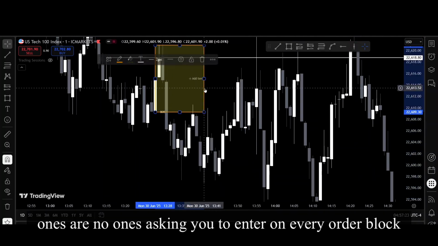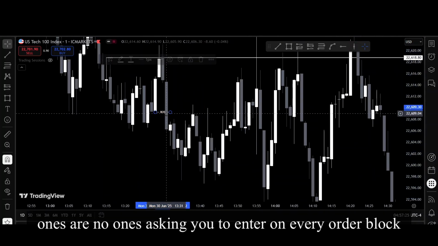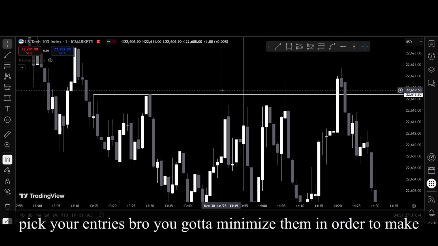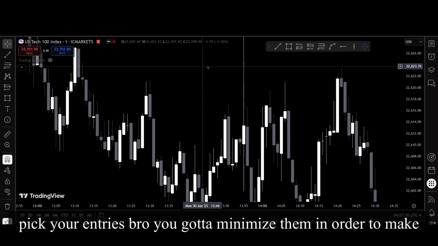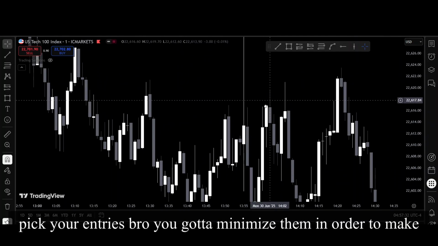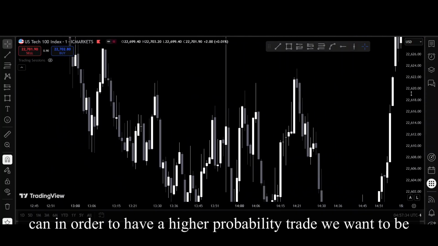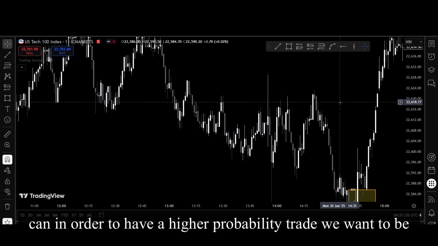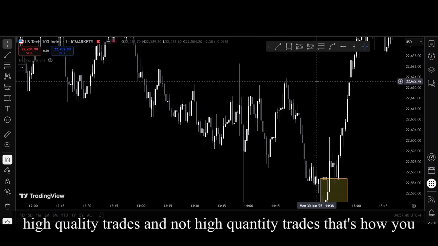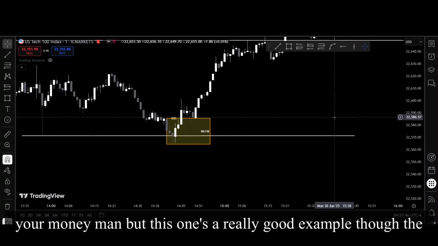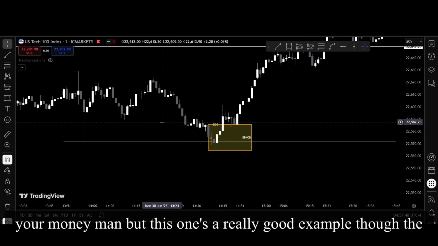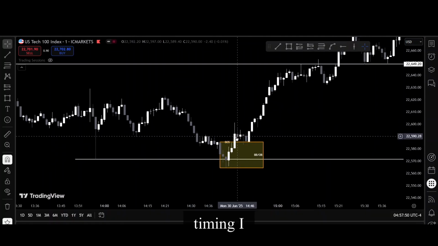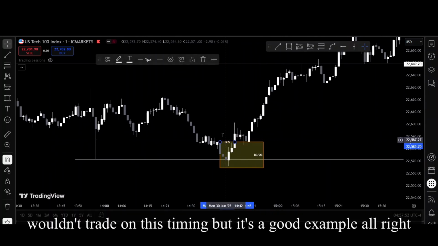No one's asking you to enter on every order block rejection, man. You gotta pick your entries, bro. You gotta minimize them in order to make this long candle. In order to have a higher probability trade, we want to be taking high quality trades and not high quantity trades. That's how you lose all your money, man. But this one's a really good example, though. The timing, I wouldn't trade on this timing, but it's a good example.